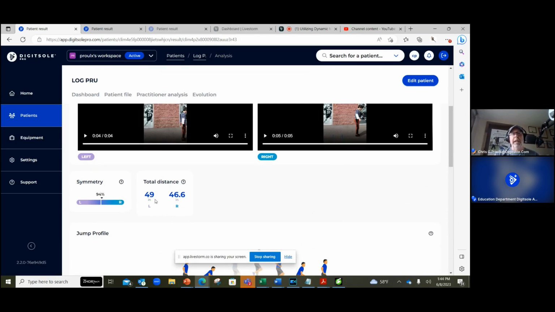But let's look at the performance characteristics. Well, on that left, he jumped further, right? He's got a 6% asymmetry between the right and the left, which is a good characteristic, because we're looking for no more than 10%. If it's greater than 10%, you need to further evaluate. And formally, people would just say greater than 10%. Well, then I'm not going to let them go back to play, right?